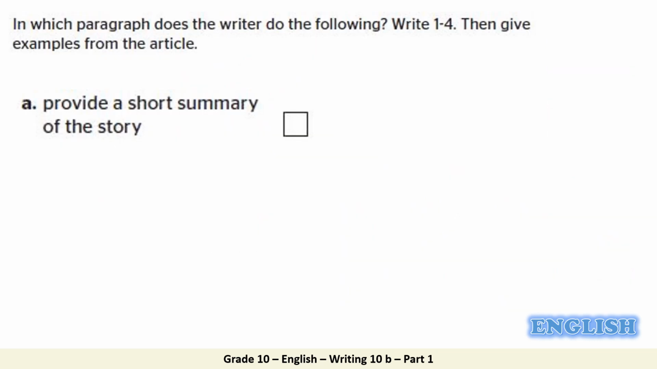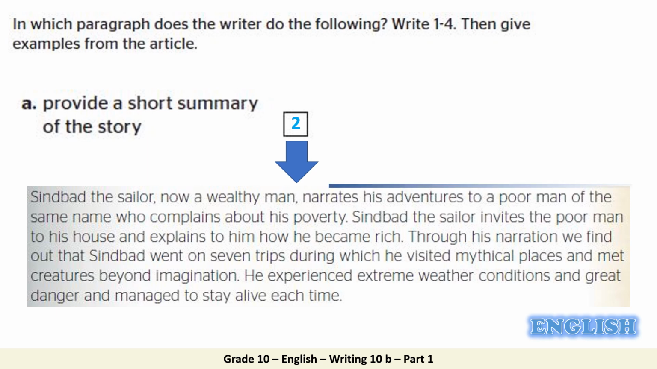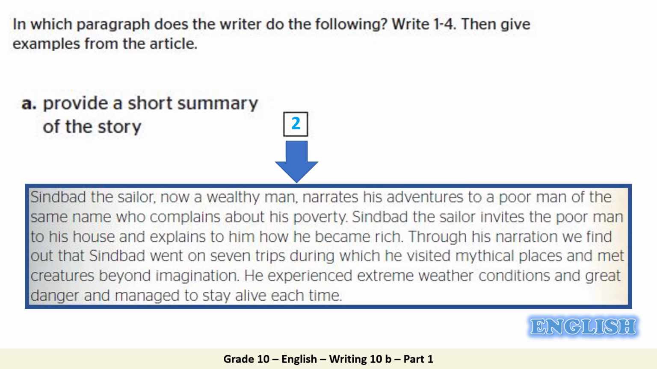Alright, let's start with A. In which paragraph does the writer provide a short summary of the story? Very good. That was in paragraph 2. So in paragraph 2, the writer wrote a summary of the story. And remember, in Unit 7, we learned how to write a summary of a story.